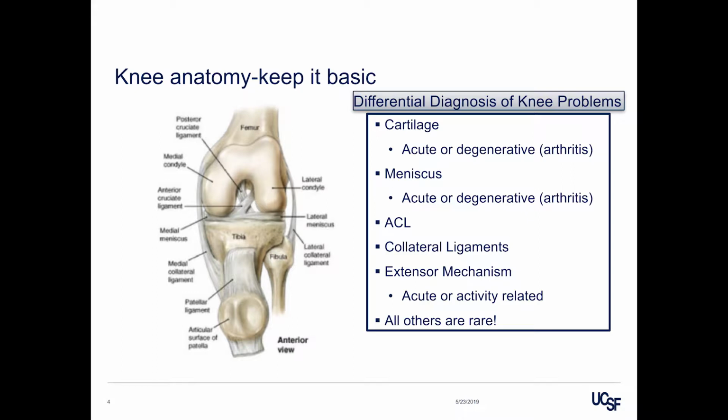Could they have an extensor mechanism injury, whether it's an acute injury like a quad or patellar tendon rupture, or could they have something like patellofemoral pain or early cartilage loss underneath their kneecap? Other than that, all other knee problems are exceedingly uncommon. So you only really have to remember 4 to 5 things.